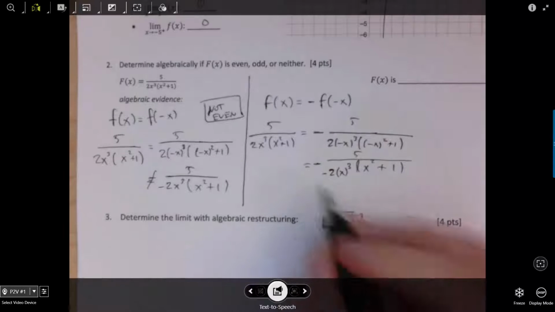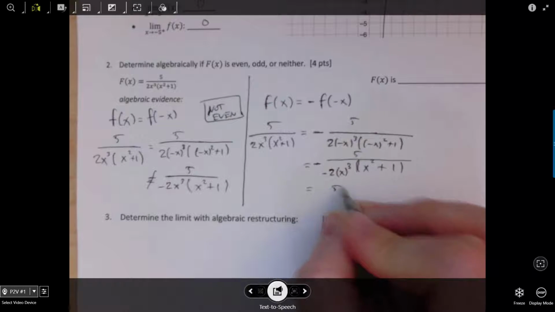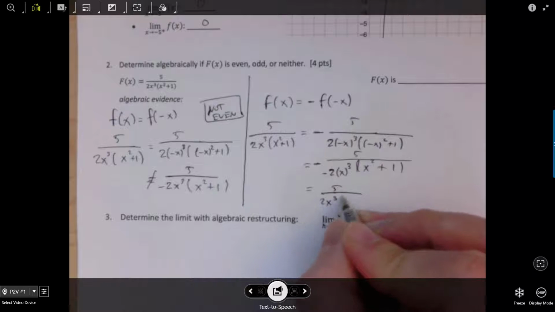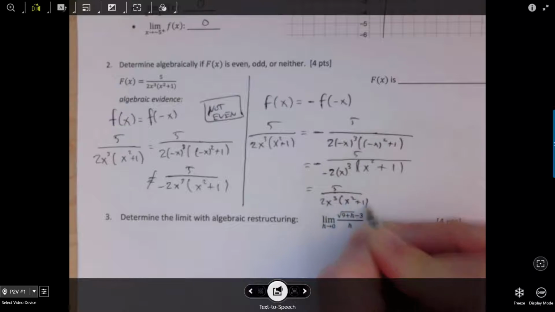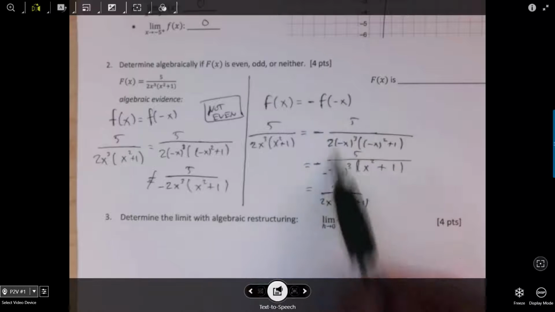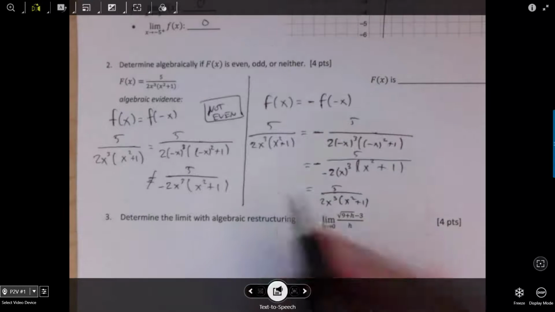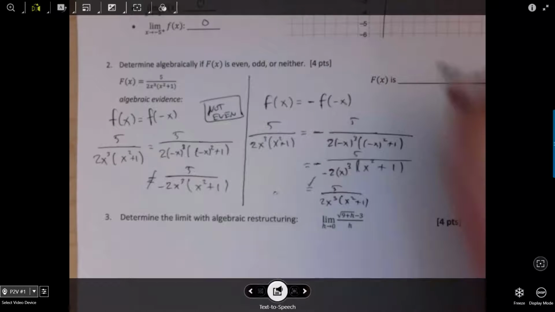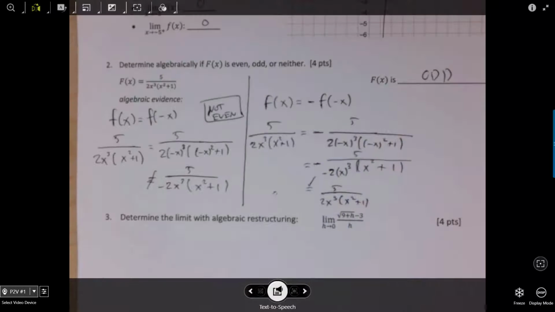And now this negative cancels with that negative to give us my original function. So that's worked because I see that both sides are the same. That means when I apply these two transformations and I change it algebraically, I can see that it's really equivalent to the original. So that's how you can conclude that it's an odd function.